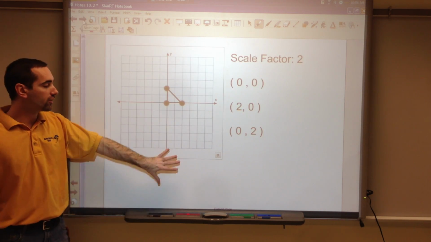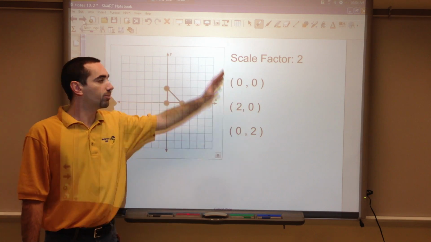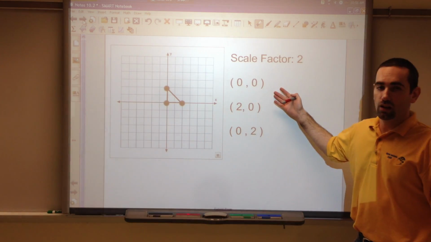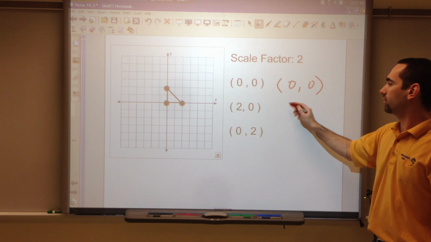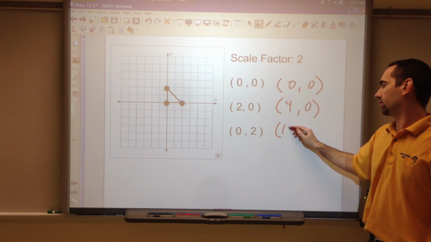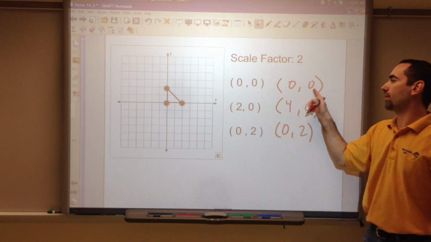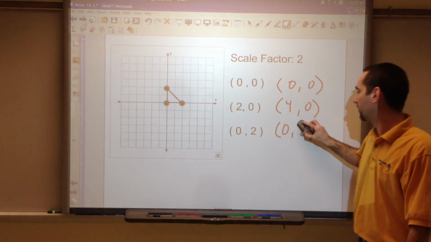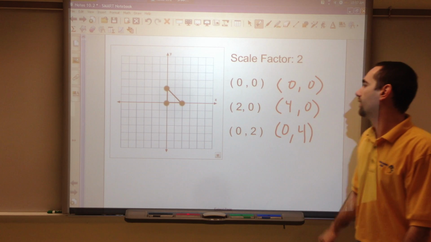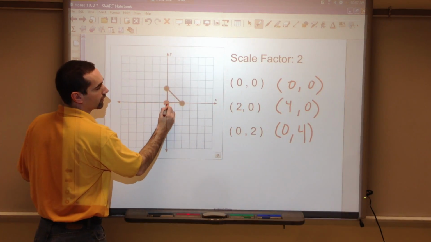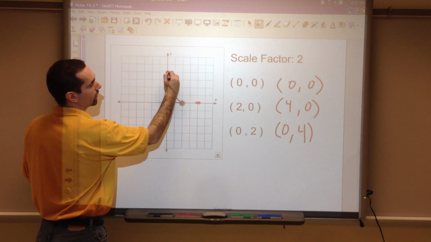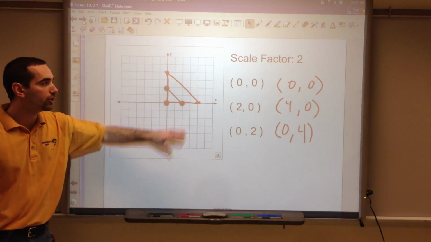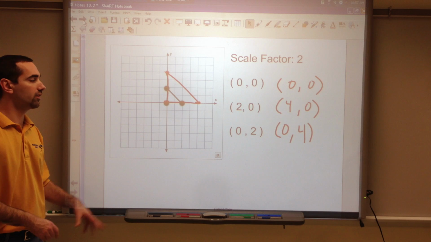So let's look at a scale factor done graphically. We have these points, and we're applying a scale factor of 2. So we're increasing its size by 2. So I'm just going to multiply my coordinates by 2. 0 times 2, 0 times 2, 2 times 2, 0 times 2, 0 times 2, 2 times 2. Oops, that should be a 4. So my new points, 0, 0 is right there. 4, 0, 0, 4. There's our new shape. Again, this new shape is an enlargement. It is similar to the original.